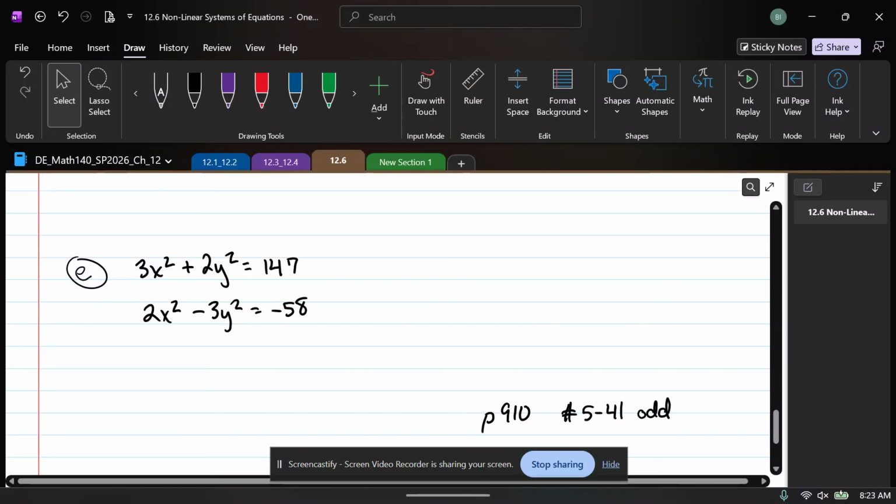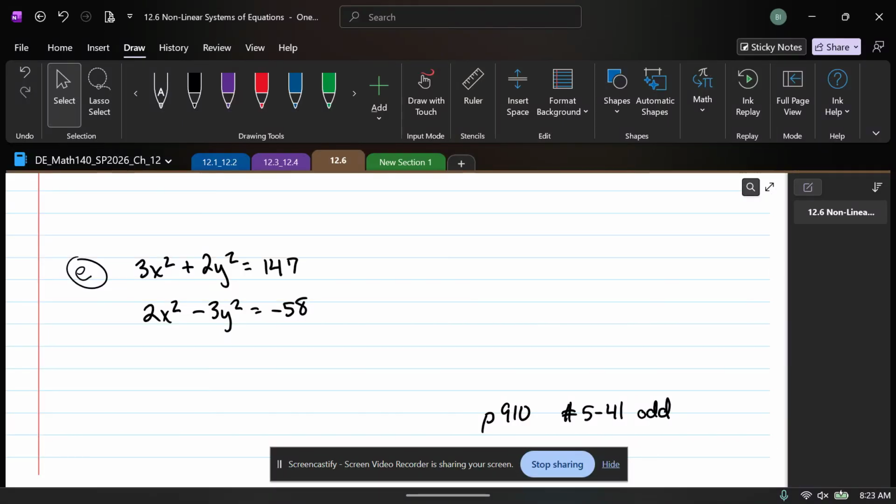It's got x squared and y squared in both of them. When I look at that problem, if it didn't have the squares on it, it would look a lot like what we did yesterday with the linear systems. But because it's got the squares on it, it's a little harder. But what method would work really good with this? Since they both have the same kind of variables.